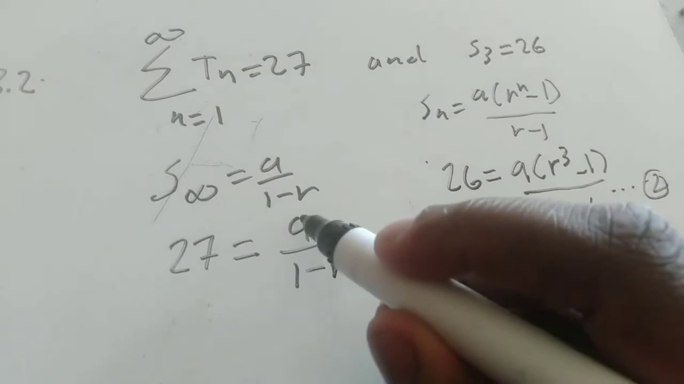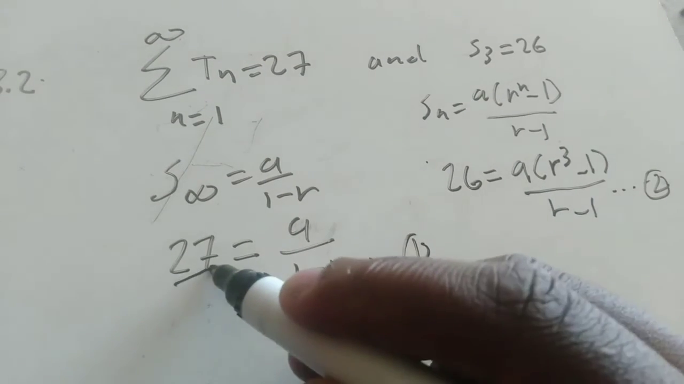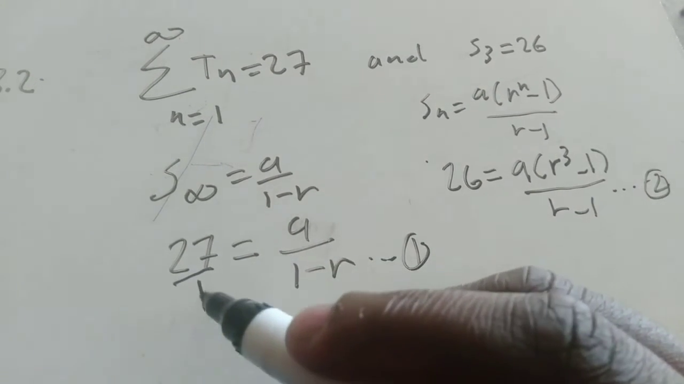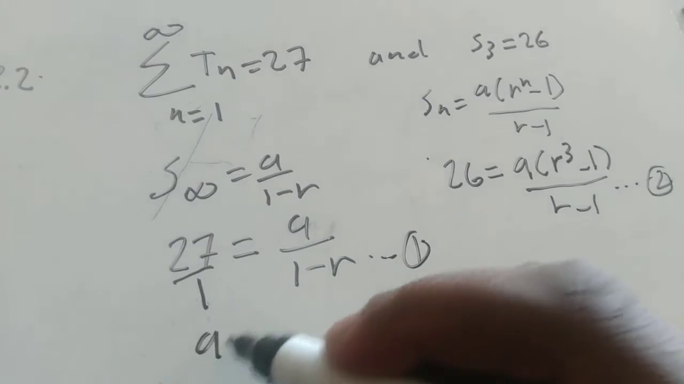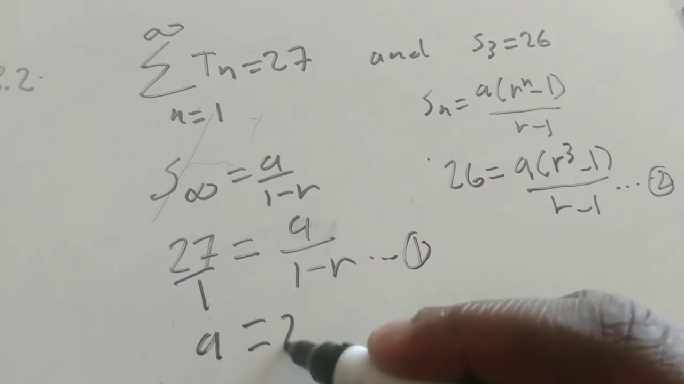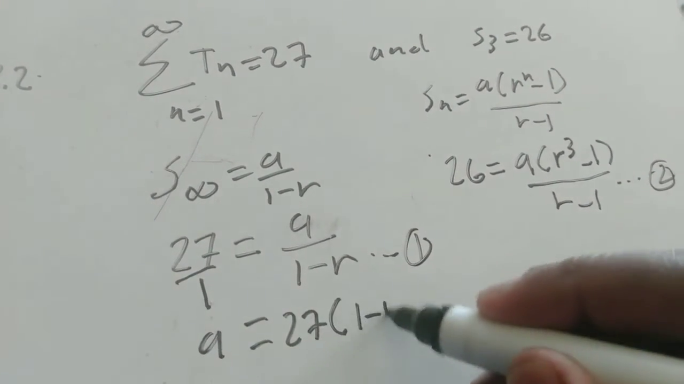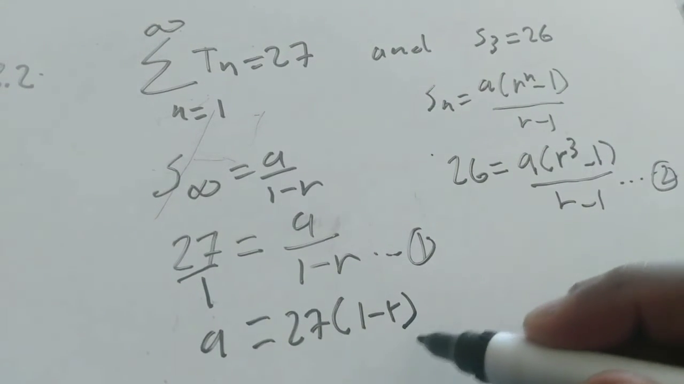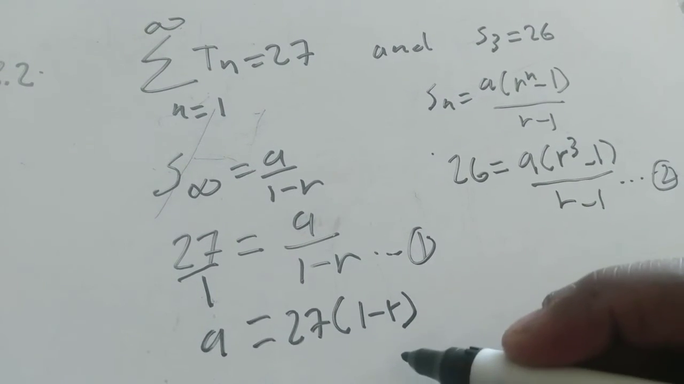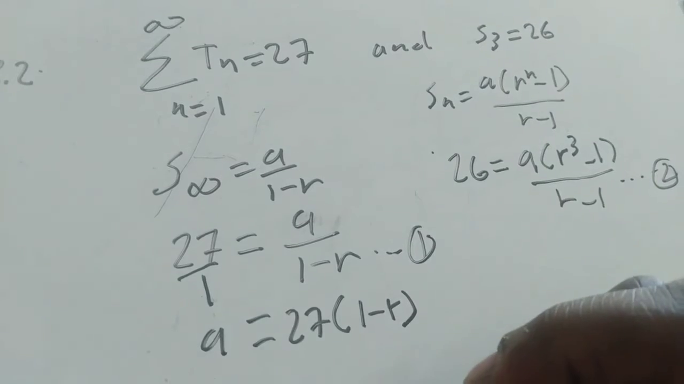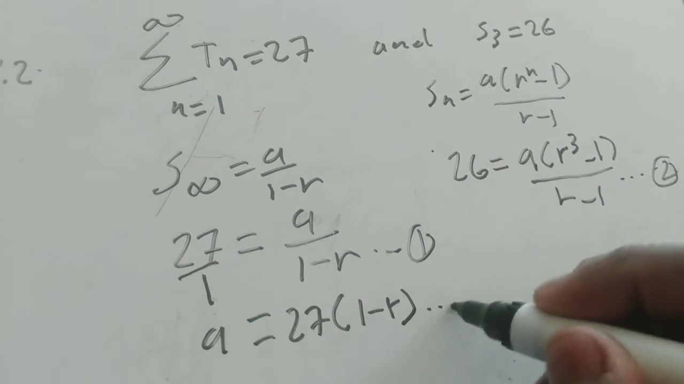So I want to make a the subject of formula. So 27 is the same as 27 over 1. So 1 times a is just a. And then 27 times this stuff is 27 into 1 minus r. So there, I actually did make it the subject of formula. So now this is going to be my equation 3.